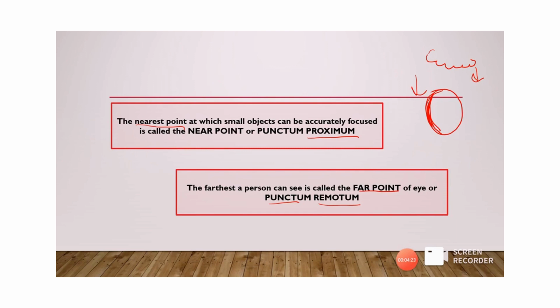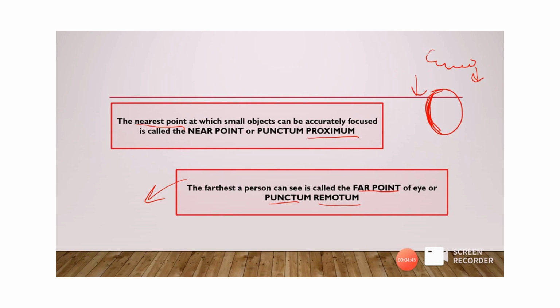Coming to the far point of the eye, the farthest that a person can see is the far point of the eye, or the punctum remotum. Now again, the far point of the eye will vary according to the refractive status of the person. An emmetropic person, that means a normal person, will be able to see at infinity. So the far point is at infinity.